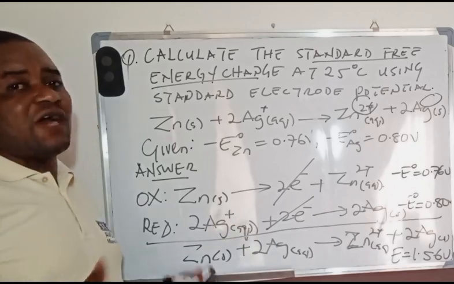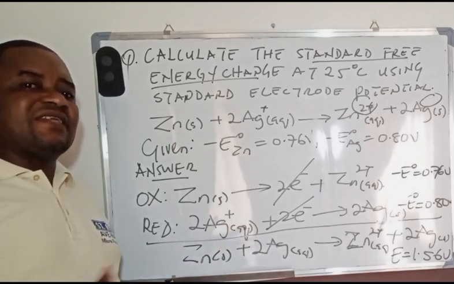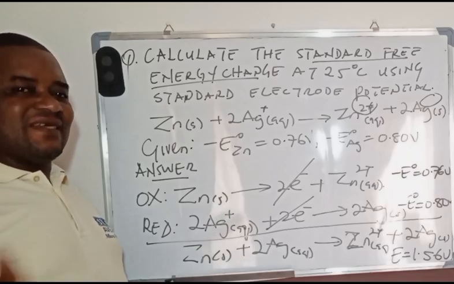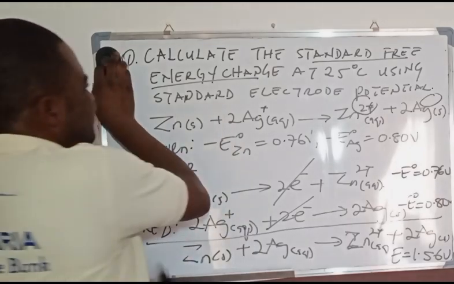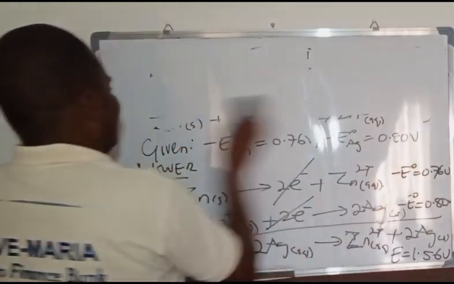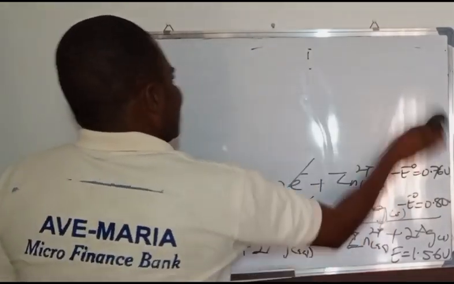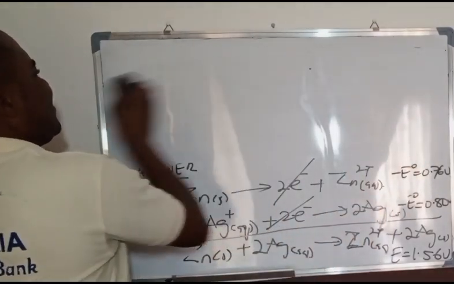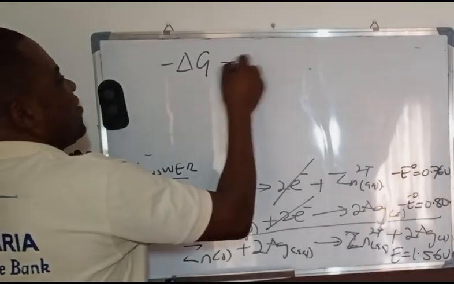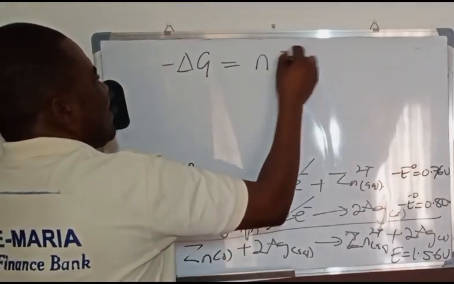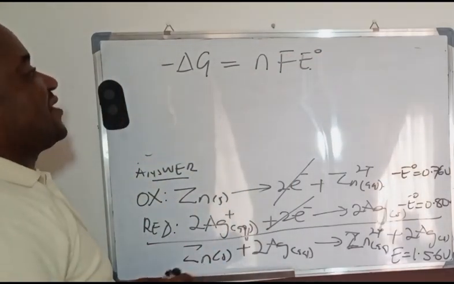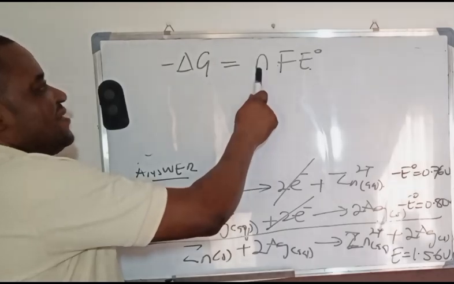And what is the actual formula in calculating standard free energy change? I'm sure you know it already. Let us write it together. Alright, now to calculate the standard free energy change is always given as negative nFE°. That is the equation for the standard free energy change. The N, the F, and the E°.